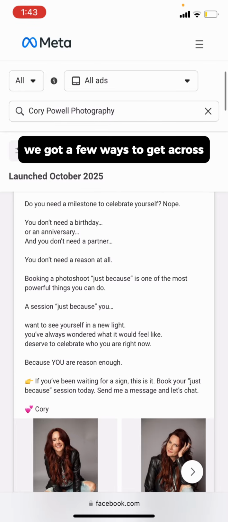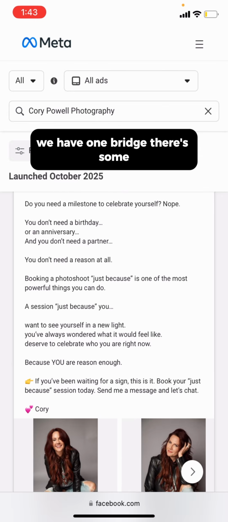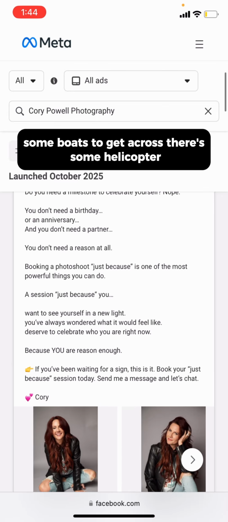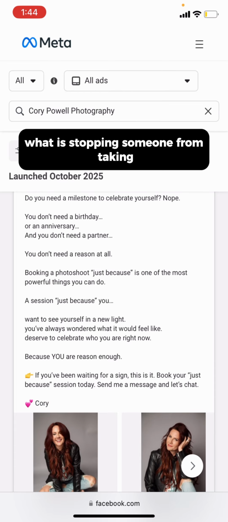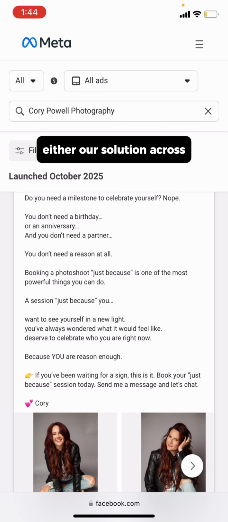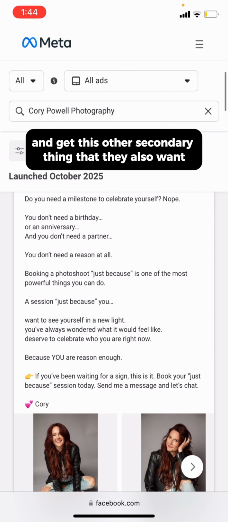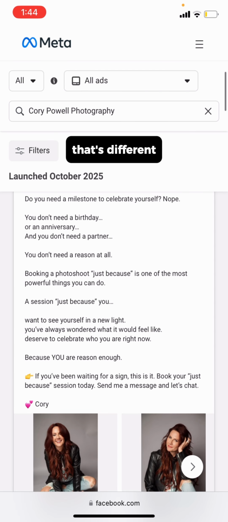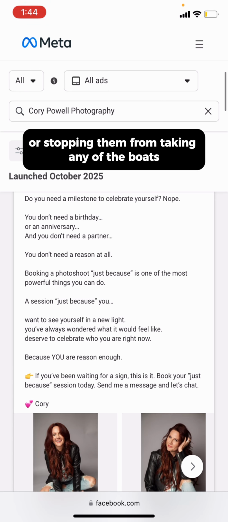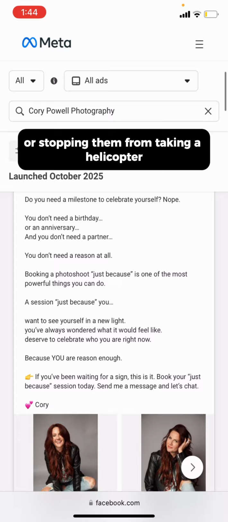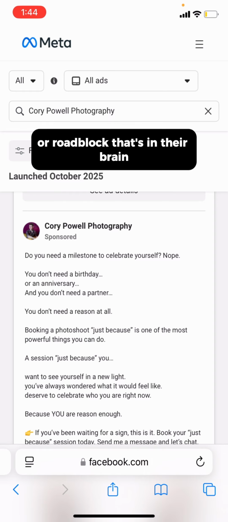And then we got a few ways to get across. There's a few different bridges. We have one bridge. There's some boats to get across. There's one helicopter. So what is stopping someone from taking our solution across to get away from the thing they don't want to deal with and get this other secondary thing that they also want that's different? Or what's stopping them from taking any of the boats, or the helicopter? And yeah, so what's the hesitation or roadblock that's in their brain?